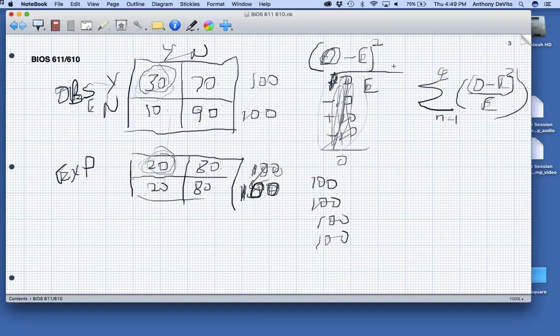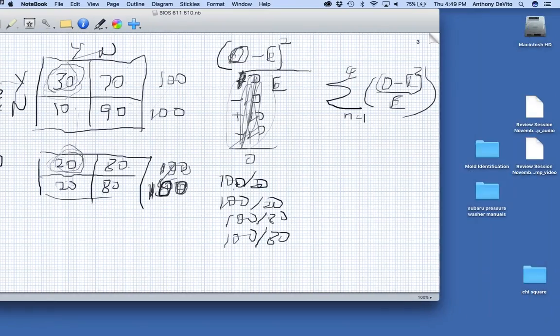Okay, so hang on a second. What I didn't do though is divide. The first one is 100, but I have to divide it by 20. And this one, that's divided by 20. And this one, 100 divided by the expected value, 80. And this one, 100 divided by 80 again. So what do these numbers come out to? 100 divided by 20 is 5. 100 divided by 20 is 5. 100 divided by 80 is 1.25. 100 divided by 80 is 1.25.